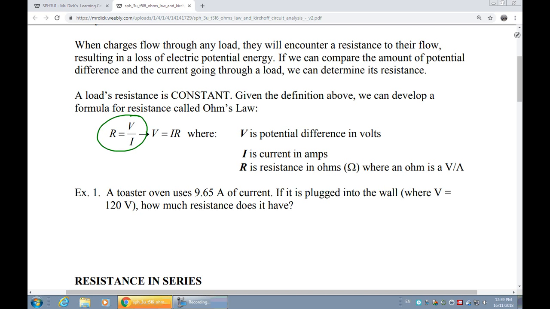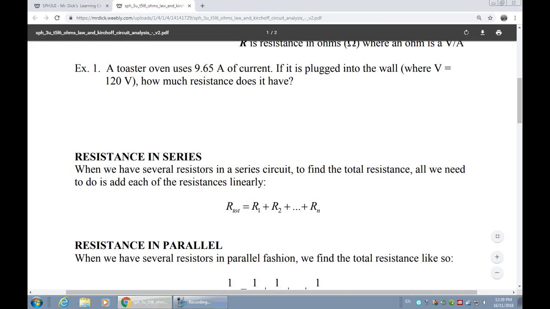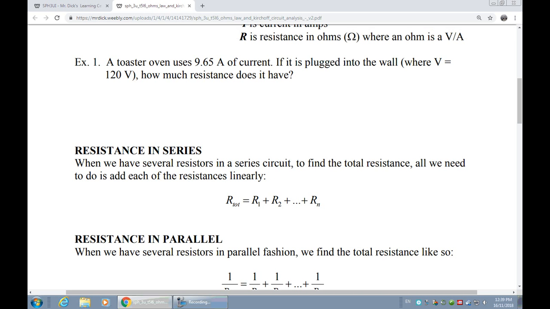So calculations using this are something you actually probably got a little bit of practice of in grade 9. And you might have forgotten some of those, so it might be useful just to take a few seconds and see if we can solve a basic problem using some of these facts. So if we know a toaster oven uses 9.65 amps of current, and it's plugged into a wall outlet, and wall outlets on average produce a voltage of 120 volts. Let's try and use this to figure out its resistance.